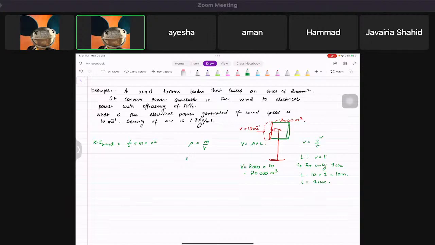Now mass is density times volume. Density is 1.3 and the volume is 20,000. So it means in just 1 second, about 26,000 kg of air would pass through the plates. Understood?